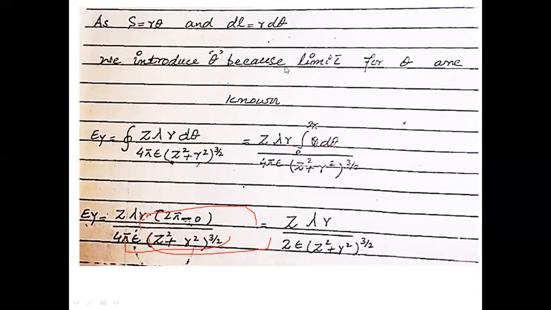We are introducing theta because the limits for theta are known. The limits for theta are from 0 to 2 pi, because for a circle the theta limits start from 0 and end at 2 pi. 360 degrees means 2 pi. This is the complete circle. That is why I have introduced theta.